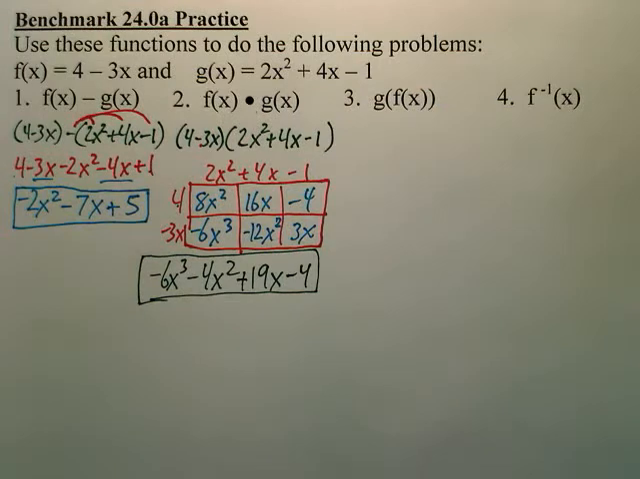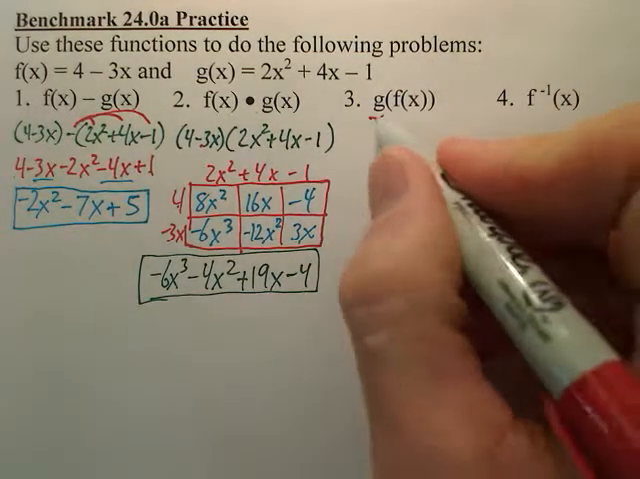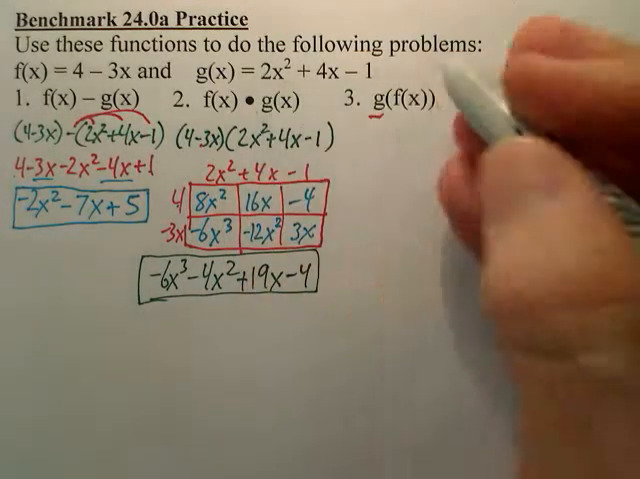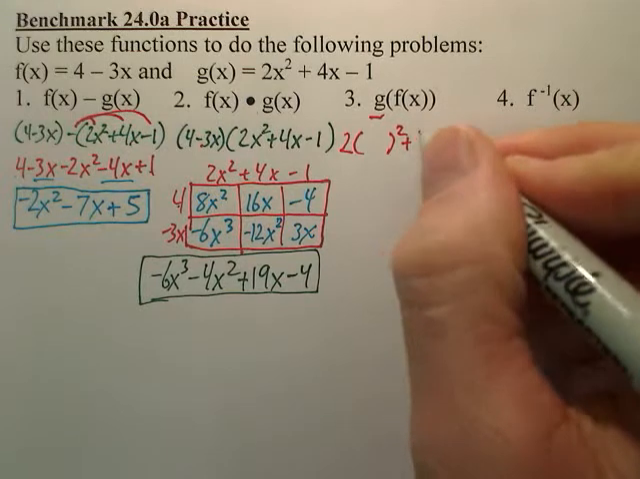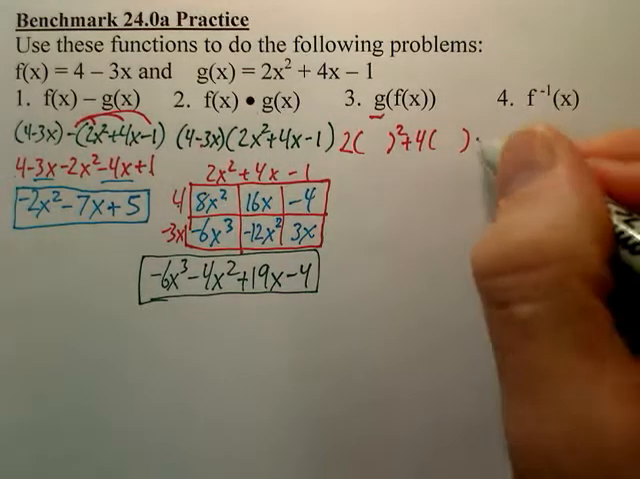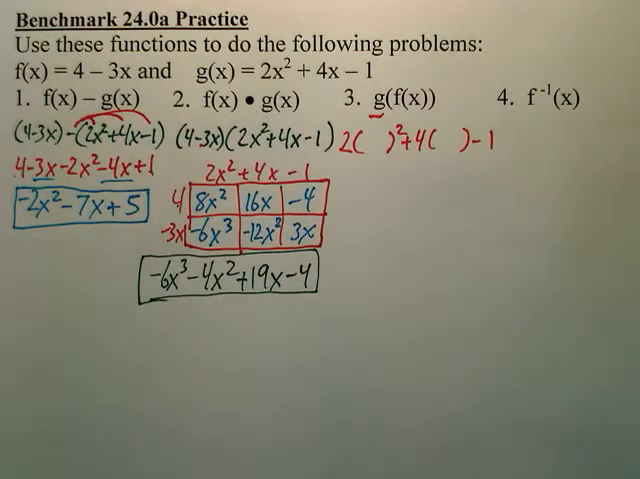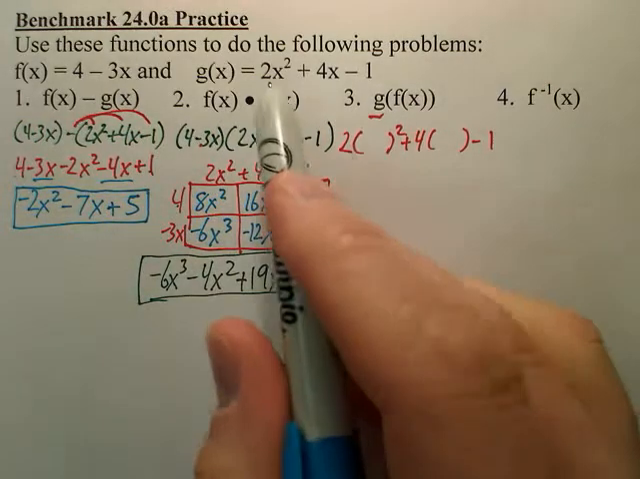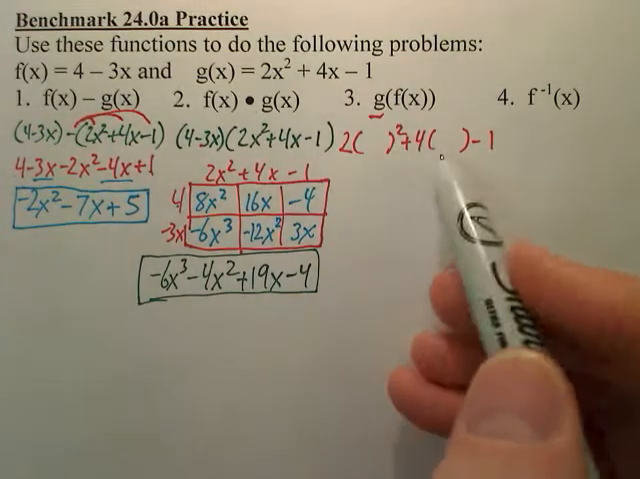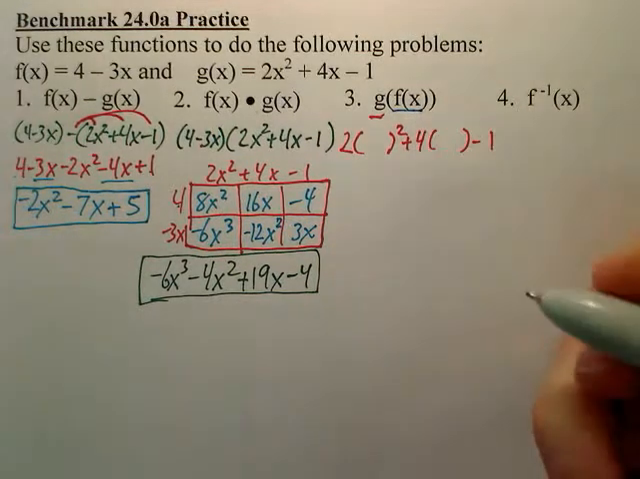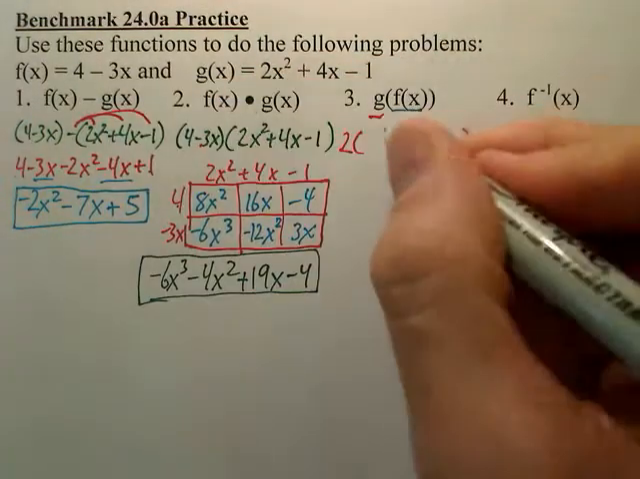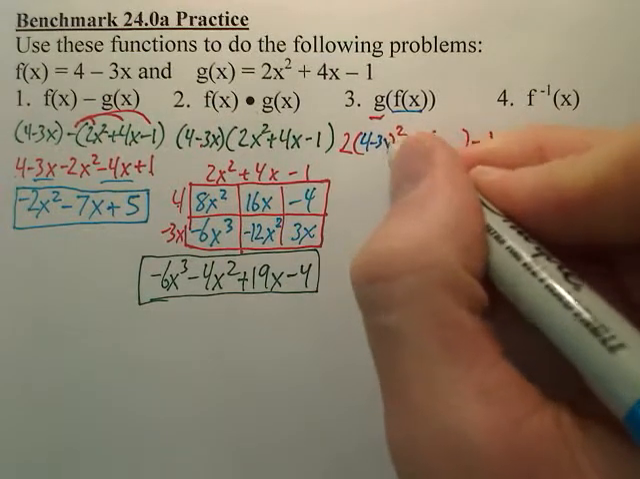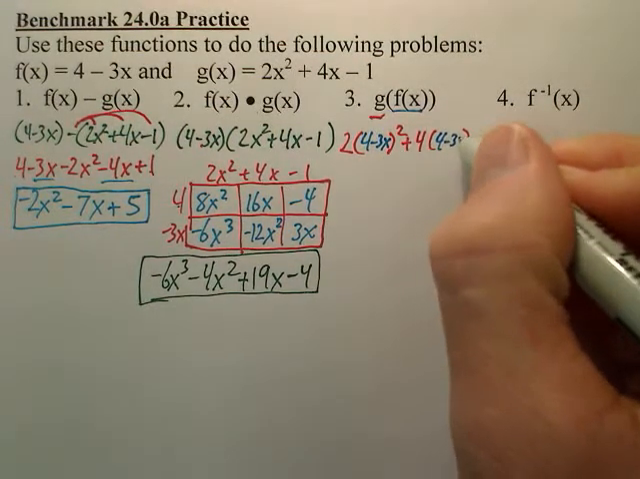This is called composite. We're going to take a function and plug it into another function. So g is on the outside, so we're going to start with g, which is right here. So we're going to have 2 blank squared plus 4 times blank minus 1. Instead of the x's, I put blanks. Inside of that blank, what we have is f of x, which is 4 minus 3x. So we're going to have 4 minus 3x there and a 4 minus 3x here.